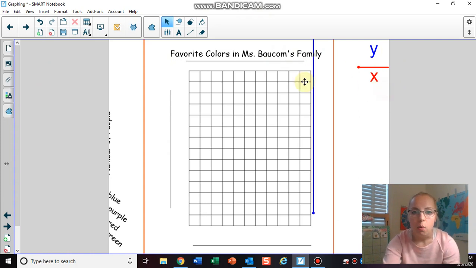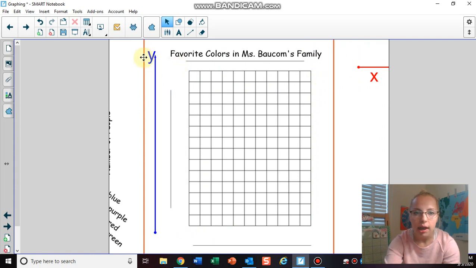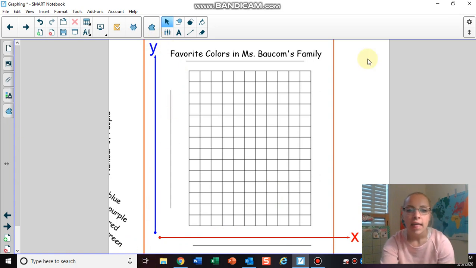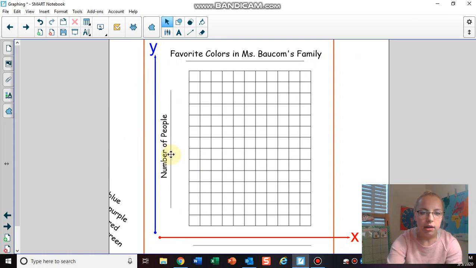Remember, we have the y-axis that goes up and down this way, like this, and the x-axis, which goes across like this. So x-axis goes side to side, and y-axis goes up and down. On my y-axis, I'm going to title that number of people, because the y-axis, or up and down, is going to show the number of people that like each category.